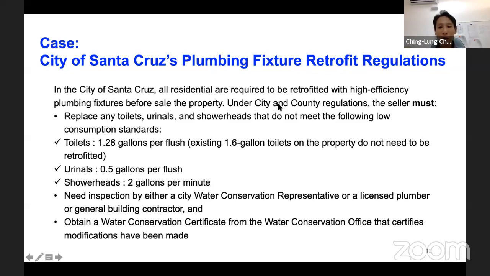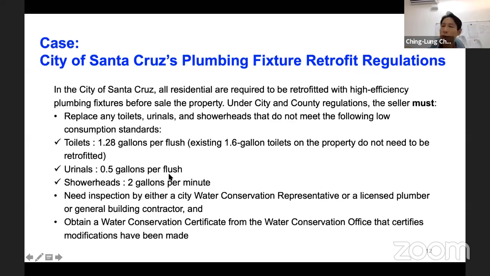Okay, and then it says the seller must follow the following rules. First one, replace any toilet, urinal, and shower head. The shower head is where water comes out from the shower. Replace them if they do not meet the following low consumption standard. For example, there are some certain numbers they have to follow. First, for the toilet, it is 1.28 gallons per flush. This is the regulation. And for the urinal, it is about 0.5 gallon per flush.